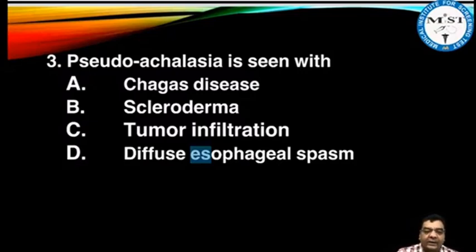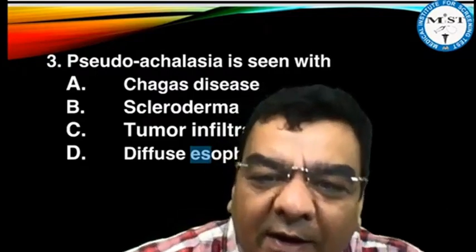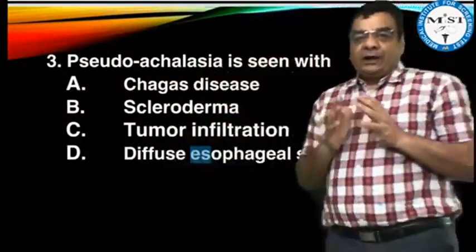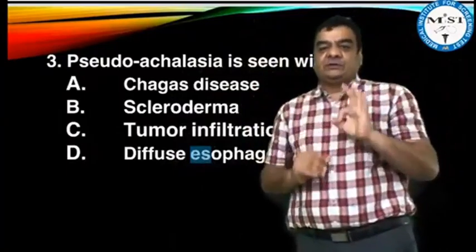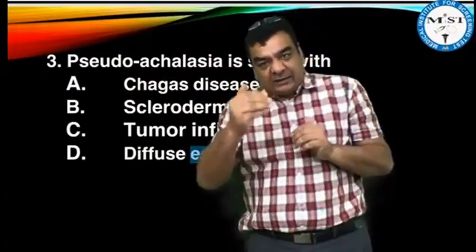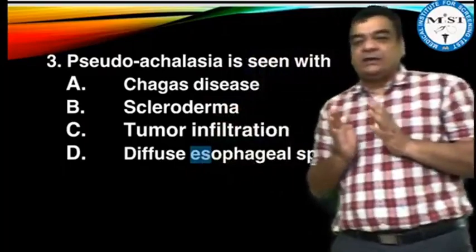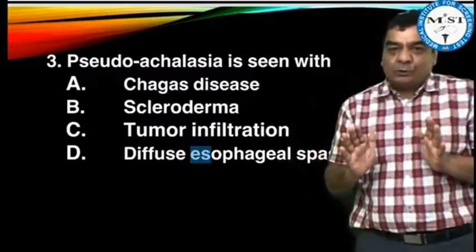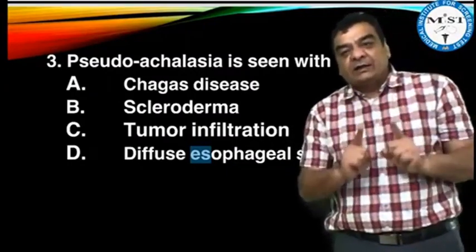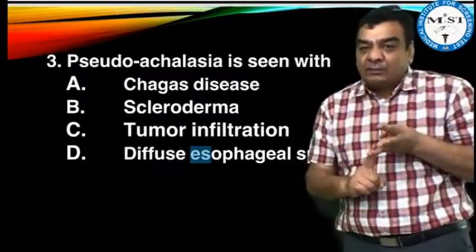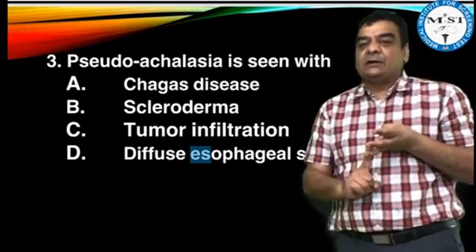Now beta, I think this is also a clear-cut question wherein pseudoachalasia is seen with. So what is pseudoachalasia basically? We know achalasia cardia can be segregated into types. One is primary achalasia, another is secondary achalasia, and in secondary achalasia we can include pseudoachalasia also. Primary achalasia is where the cause of achalasia is not known. Secondary achalasia is secondary to some diseases like diabetes, Chagas disease, even scleroderma. That is a type of secondary achalasia.